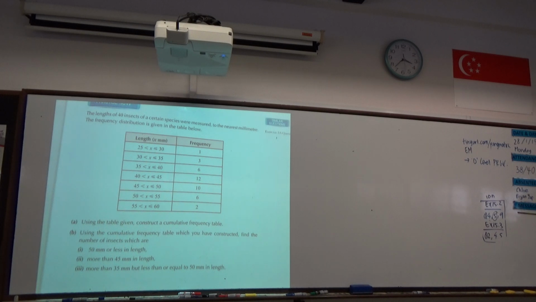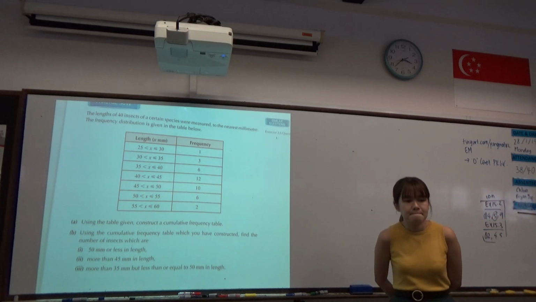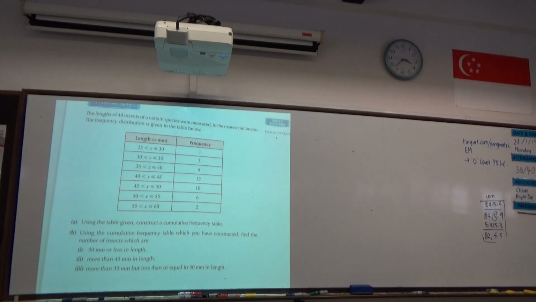This is chapter 3. Cumulative frequency table.